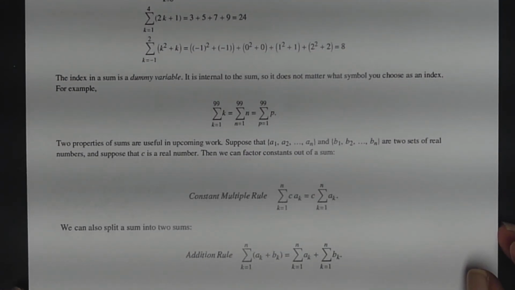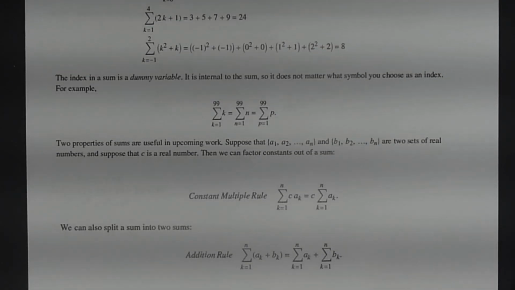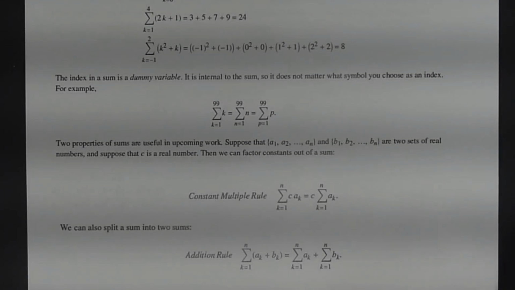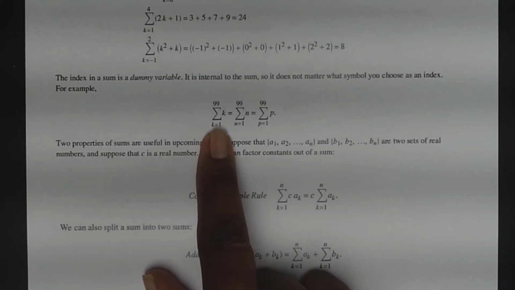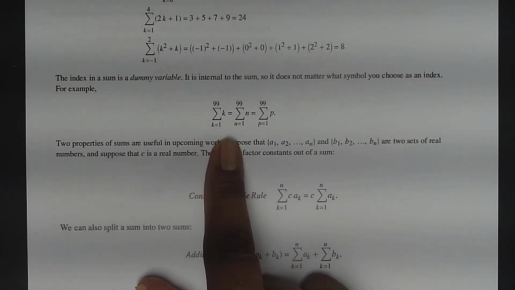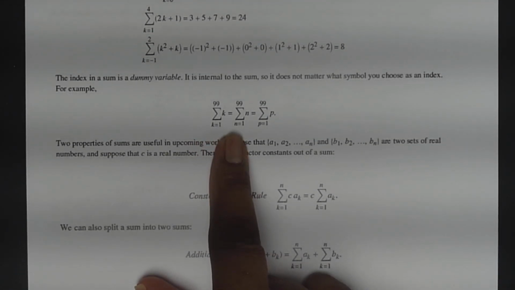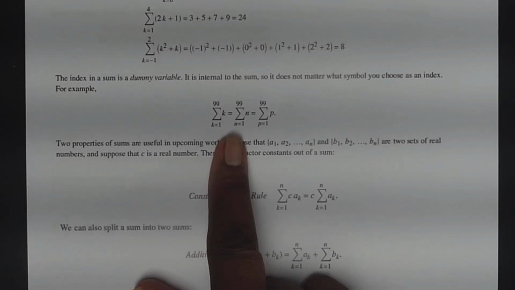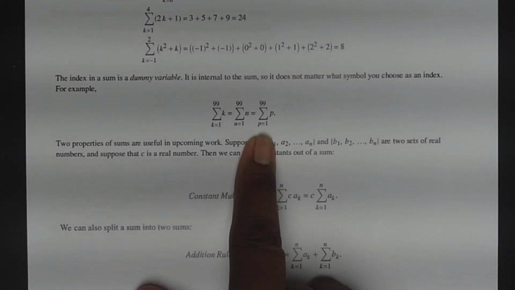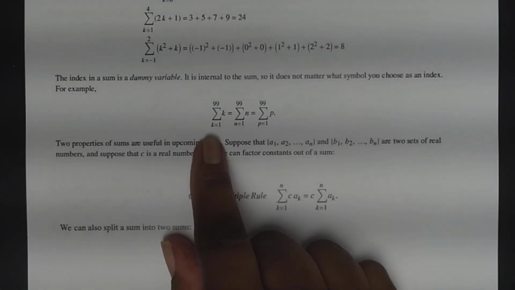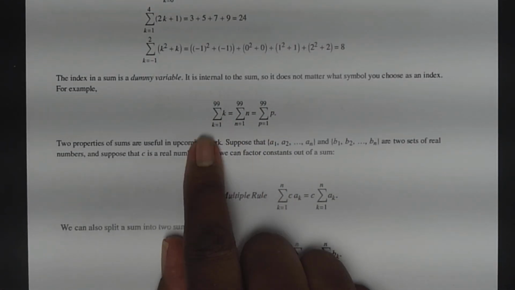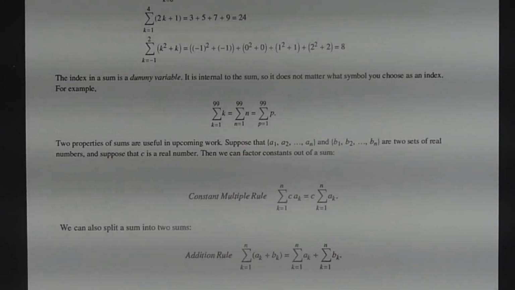Now, the index in a sum is what we call a dummy variable. It is internal to the sum, so it does not matter what symbol you choose as an index. For example, we could use k as a dummy variable, the summation from k equals 1 to 99. Or you could use n, the summation from n equals 1 to 99. Or you could use p, the summation from p equals 1 to 99 of p. So the index represents just a dummy variable.